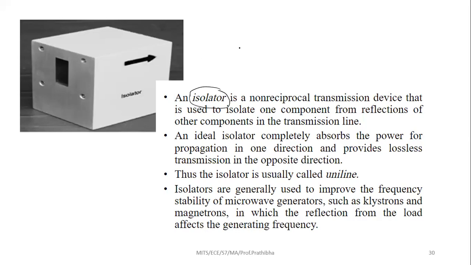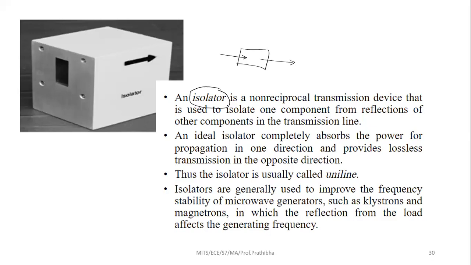It's a two-port device. Whatever you send here will go straight out. It will not give any kind of back reflection. So it's very important, because a very ideal isolator will absorb all the power in one direction, and it will propagate in only the other direction, with lossless transmission. Sometimes it is also called a uniline. So when they say uniline, they are talking about the isolator.